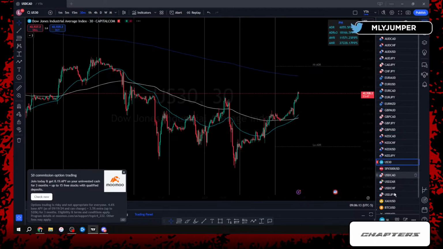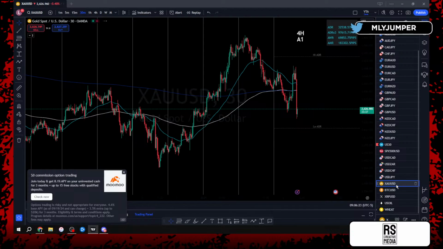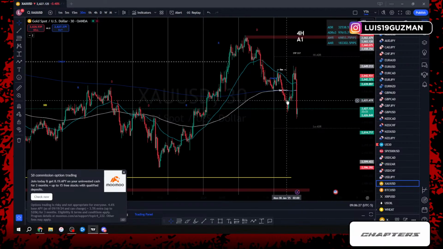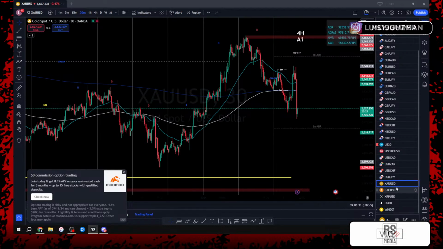USDZAR and USDCAD are moving counter, so nothing there. Let's look at gold. Right, gold, we have 2 days of drop. Could be a good one for tomorrow to continue the push down to the bottom. It would be a very interesting pair to take a look at.